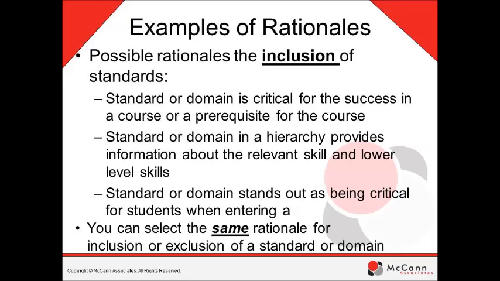Some examples of possible rationales for the inclusion of standards or domains might be: the standard or domain is critical for the success in a course or prerequisite for the course. The standard or scoring domain in a hierarchy provides information about the relevant skill and lower level skills, or not everything can be tested. Or a standard or scoring domain stands out as perhaps being more important for students to have when entering a course than other important standards or scoring domains. Please keep in mind that you can select the same rationale for the inclusion or exclusion of different standards or domains.